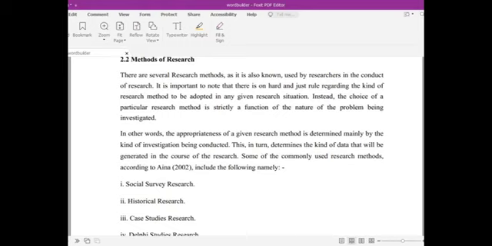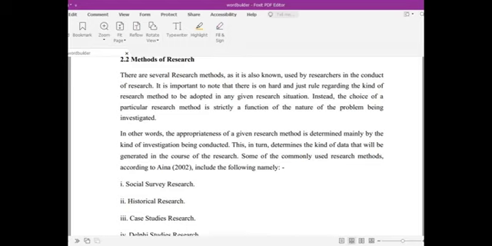In other words, the appropriateness of a given research method is determined mainly by the kind of investigation being conducted. So if you conduct the right investigation, you will get the right result. The appropriateness of a given research is determined by the kind of investigation that is being conducted. This in turn determines the kind of data that will be generated in the course of the research.